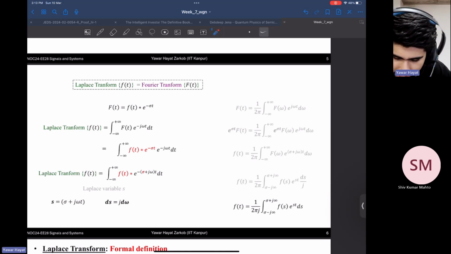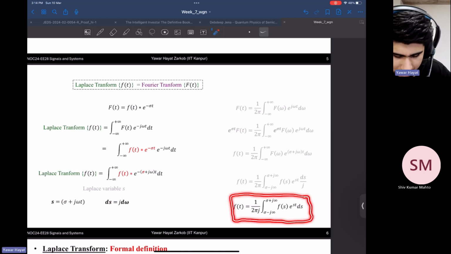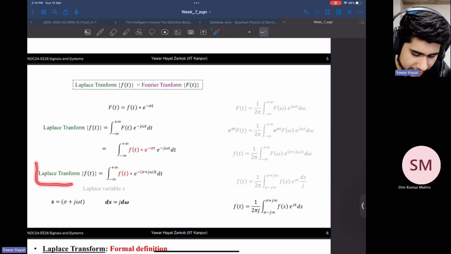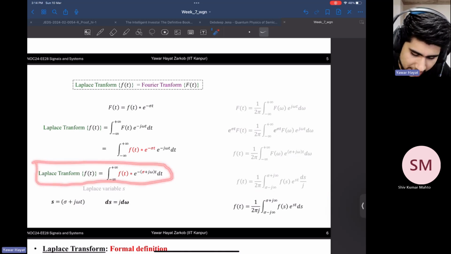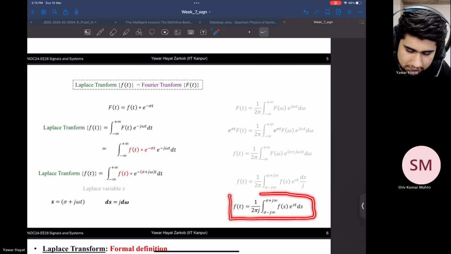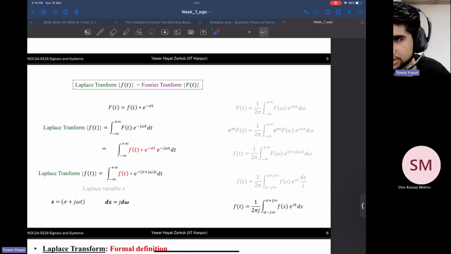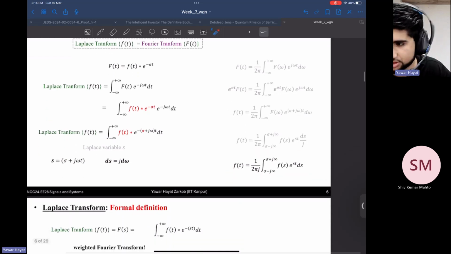And then again, we'll club these two exponentials together. This F of omega we will write as F of s, and we will replace this differential of omega by ds by j from this equation. And so this is our bilateral Laplace transform, and this is the inverse transform of that bilateral Laplace transform.